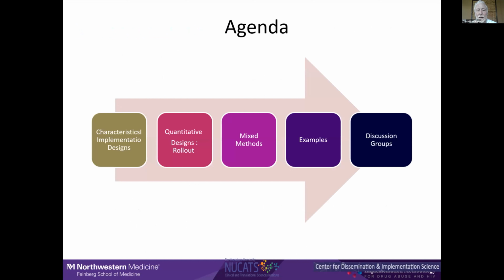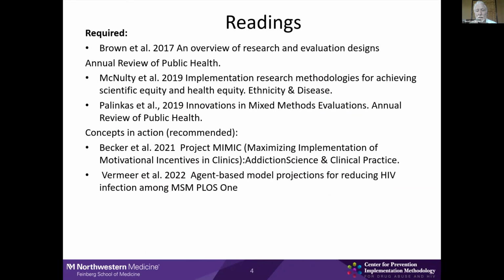The agenda is that we're going to talk about characteristics of these implementation designs, start with the quantitative side, go to mixed methods. Wouter is going to give an example in here. We're going to go off to the discussion groups. Next. These are the readings. Everybody has a copy of those. Next.